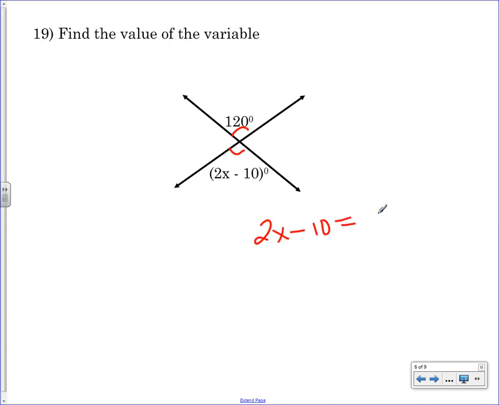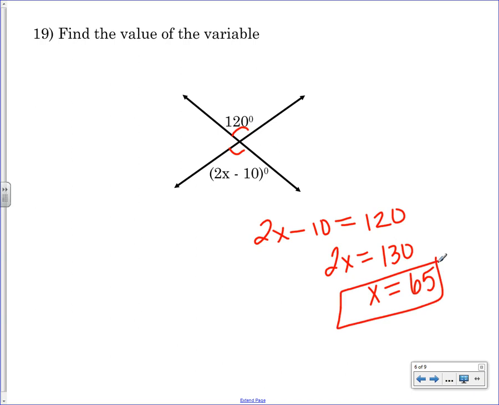2x minus 10 equals 120. Excellent. Does everybody understand that? They were vertical angles, which means they're congruent, which means set them equal. Solve for x. Everybody should be able to solve for x there. So you add the 10, you get 2x equals 130. Divide by the 2, x is 65. Is that what they asked us for? Yep, they said find the variable. We did.